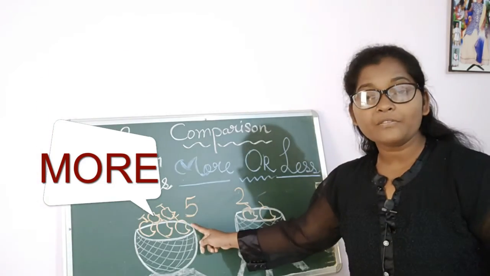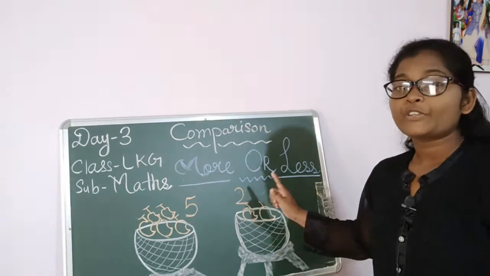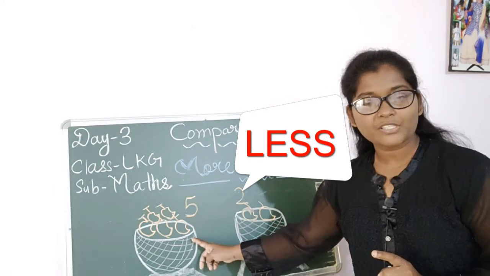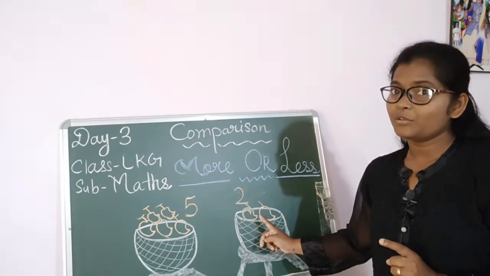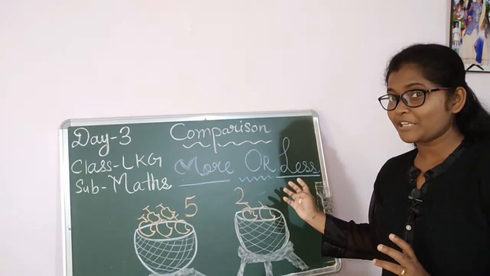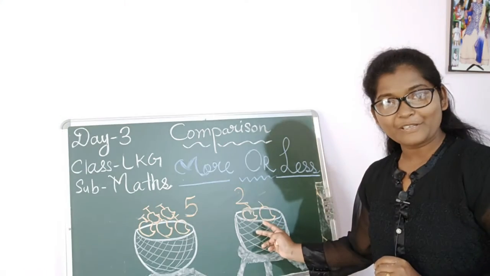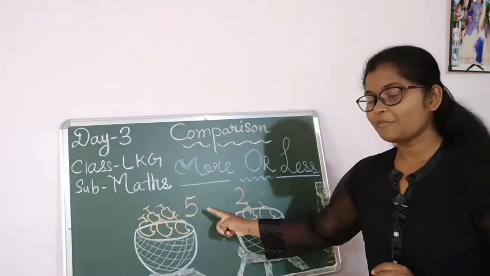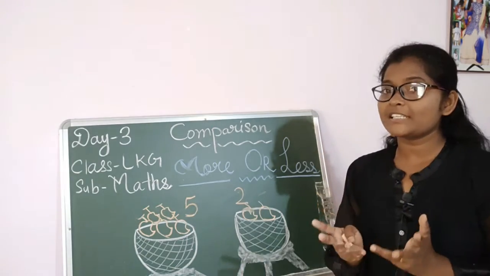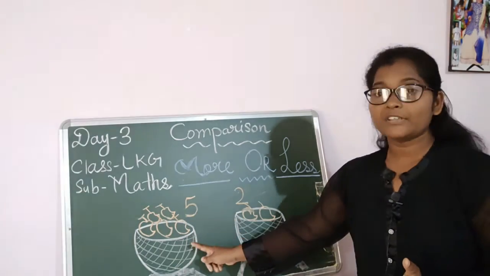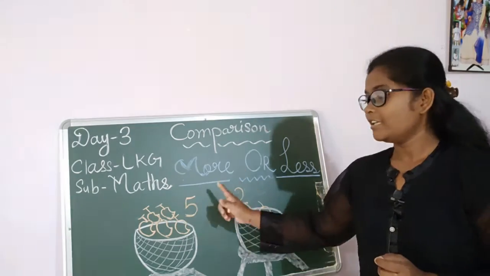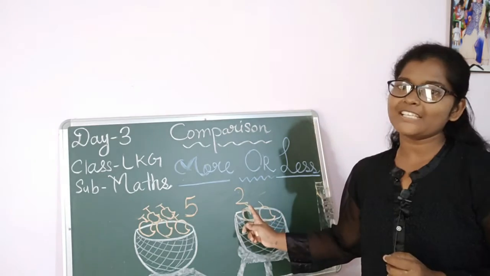M-O-R-E, more. Now 5 is more than 2. So children, 2 is less. यहाँ 5 mangoes है, यहाँ 2 mangoes है. Okay. 5 mangoes अधिक होते हैं. किसके सामने? किसकी तुलना में? 2 की तुलना में. Okay students. So 5 is more, 2 is less. Okay. Which basket is having more number of fruits? First basket. Okay. And less number of fruits? Second basket. Here 5 is more and 2 is less.